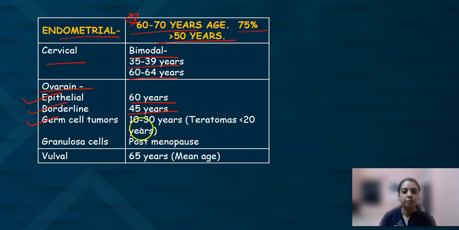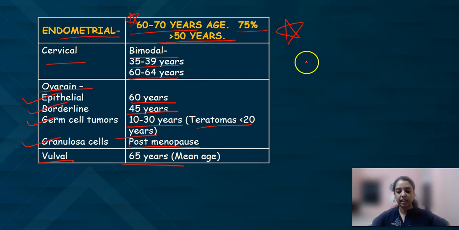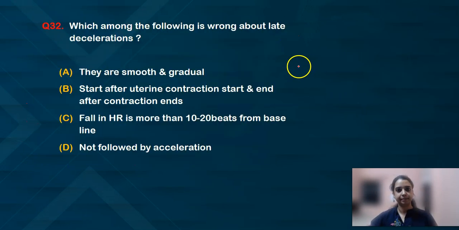So germ cell tumors, the most common being dysgerminoma, are typically seen at 10 to 30 years. Other germ cell tumors like teratomas are seen at an even younger age, less than 20 years. So germ cell tumors are tumors of younger women. Granulosa cell tumors, thecoma and fibroma are again of the postmenopausal age group. Vulval cancer is of 65 years age. Okay, so please take a picture of this. I have collected from everywhere the age groups of these cancers.